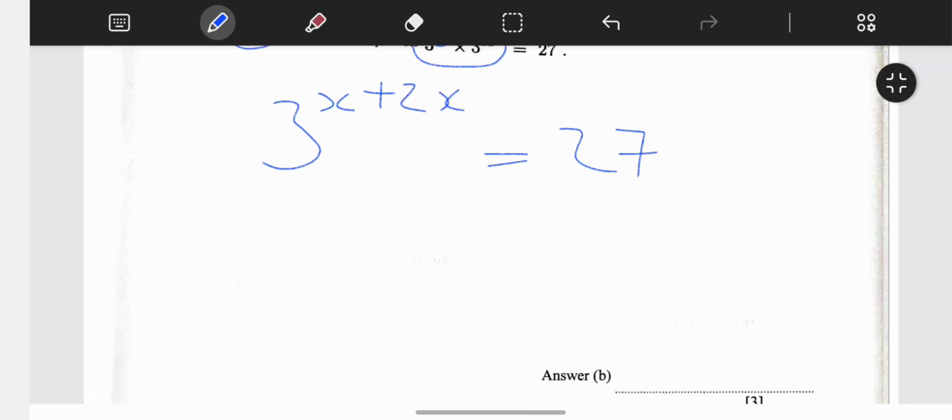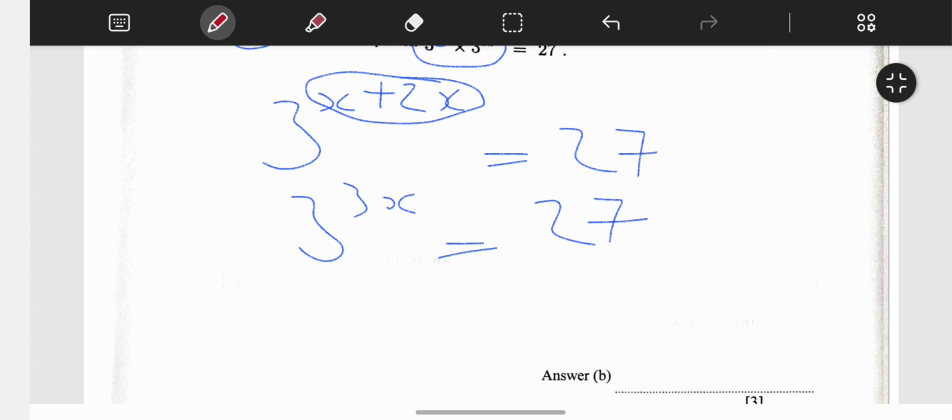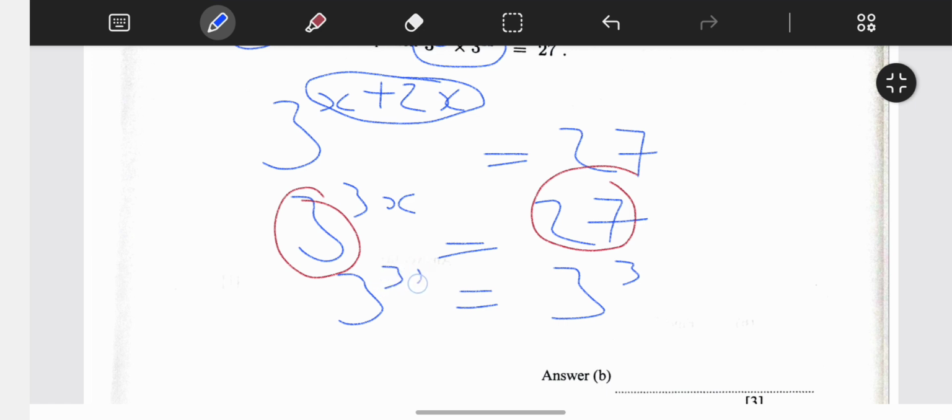And we're going to further simplify to x plus 2x, we're going to get 3x. So 3 index 3x is equal to 27. And we need to make these bases the same. So in other words, we're going to express 27 in terms of 3, which is going to be 3 index 3. And here we've got 3 index 3x.